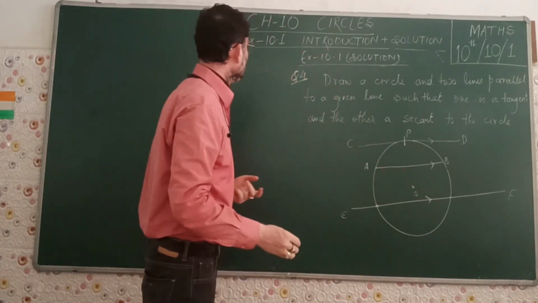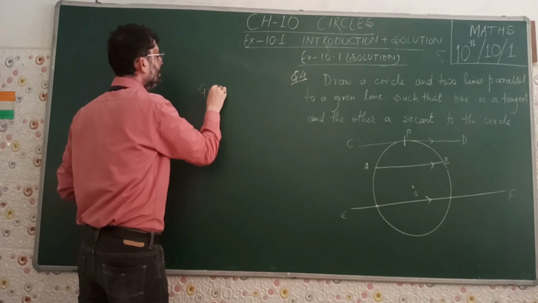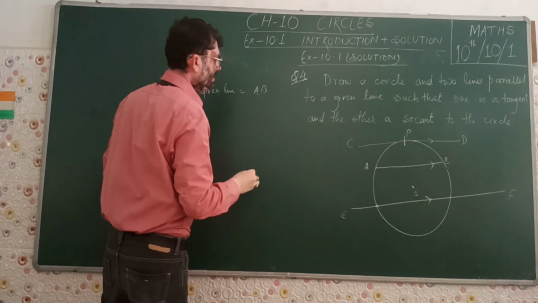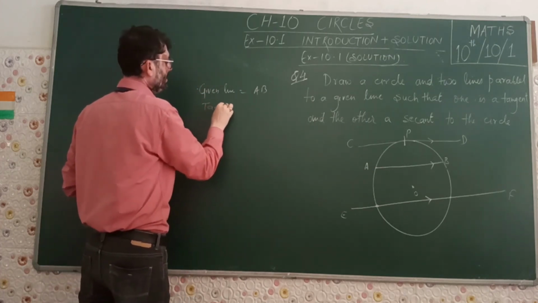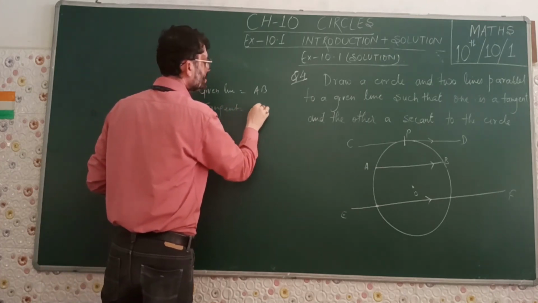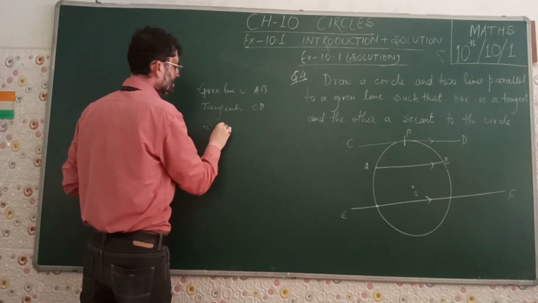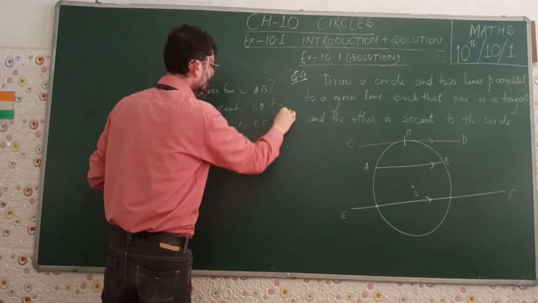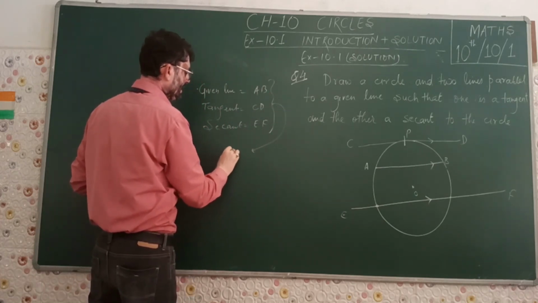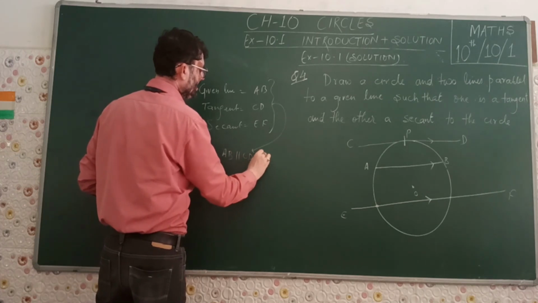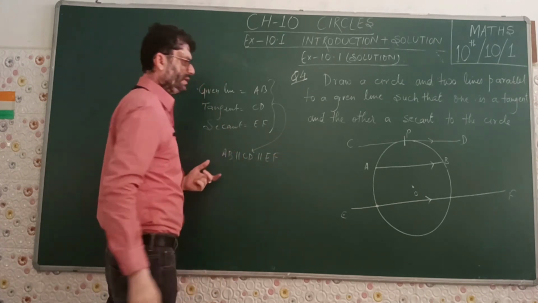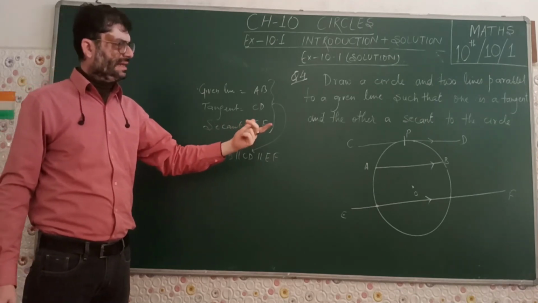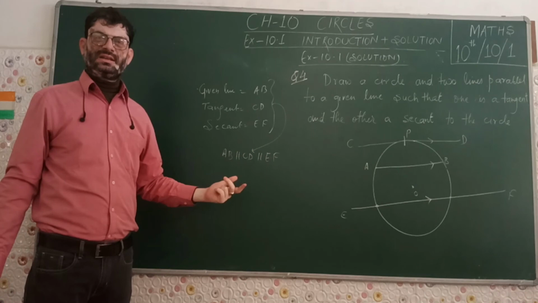So we need to just state that the given line is AB and we have taken the tangent to be CD. Our secant is EF, and all these 3 satisfy the condition that AB is parallel to CD, parallel to EF. So we have drawn a tangent and a secant parallel to a given line AB of a circle with center O.